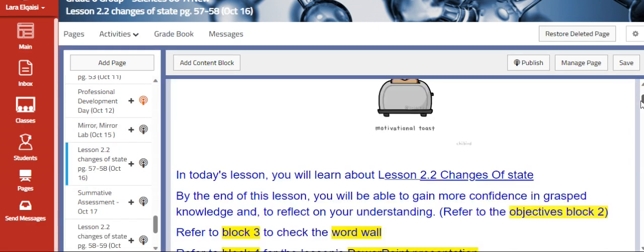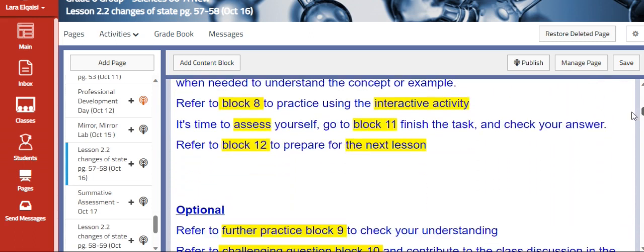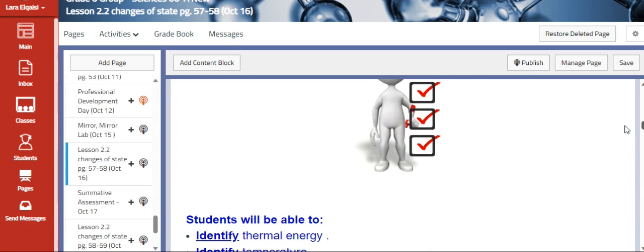As for Monday, we are going to start our new lesson, which is called Changes of State. We're going to see how states, solid, liquid, and gas change the state.